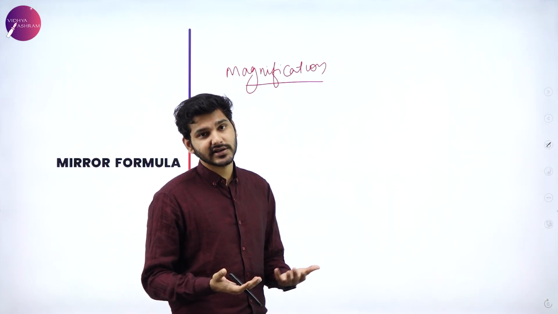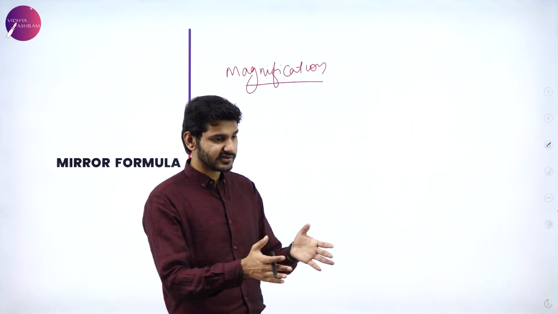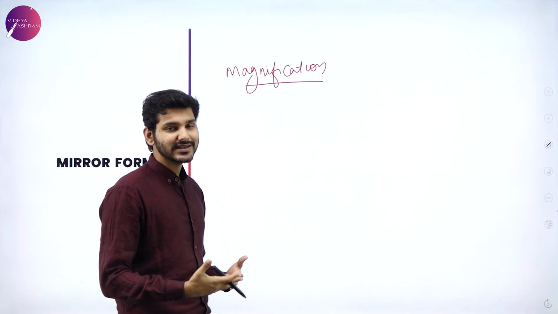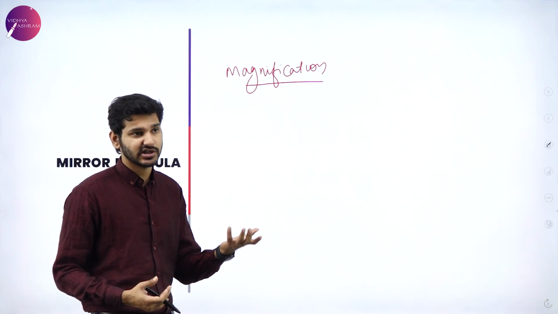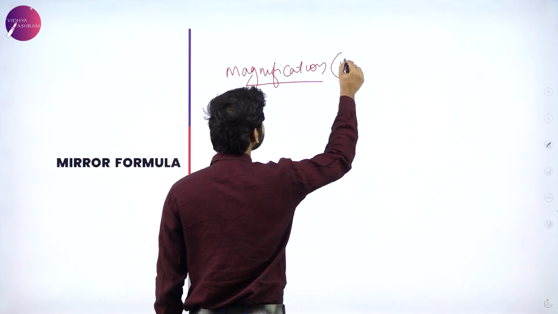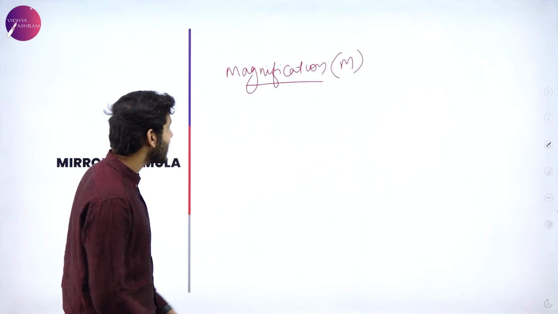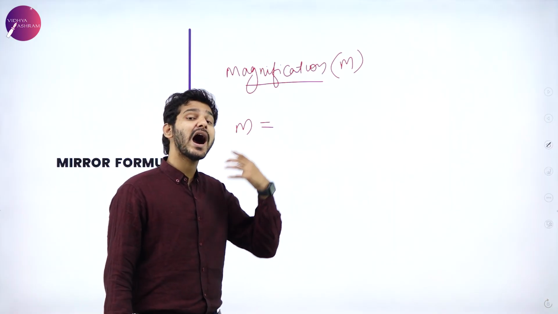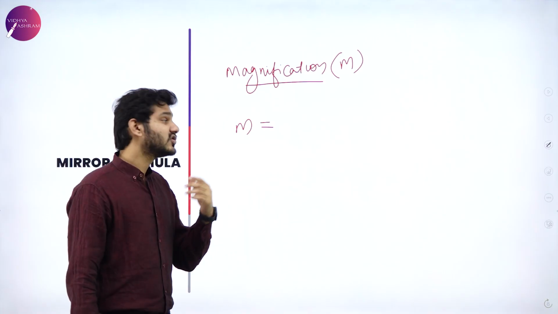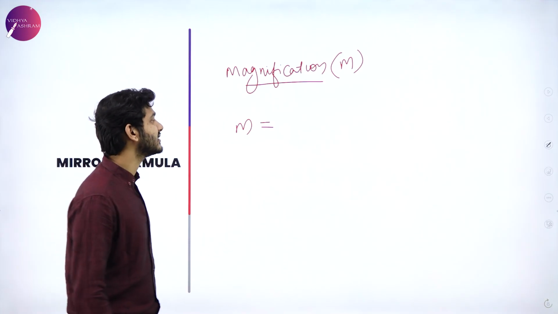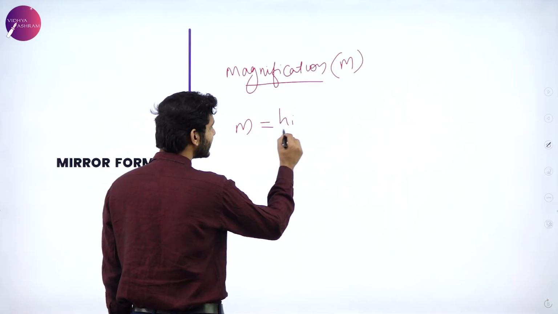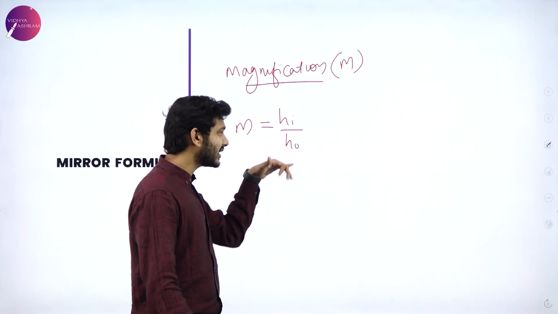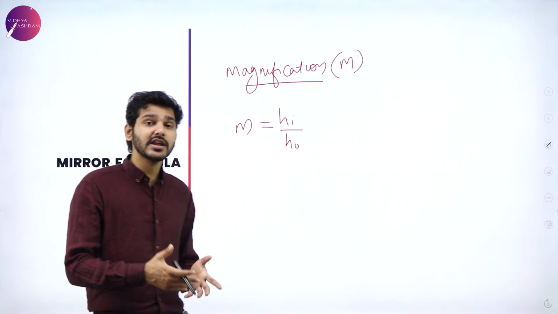If you go to certain fairs or freak shows, you can actually see creepy mirrors which make you bendy, which make you small, which make you stretched out, right? All this is because of magnification, and it is indicated by the small letter m. Magnification m is nothing but the ratio of the height of the image to the height of the object. Generally, I can say that magnification m is equal to height of the image divided by height of the object, hi divided by ho.